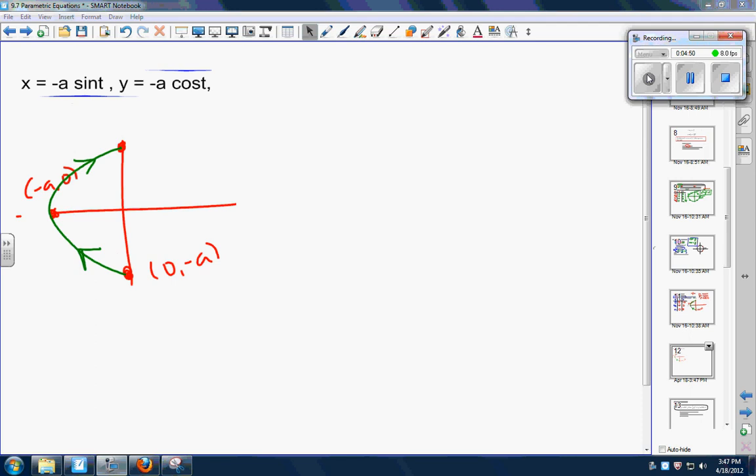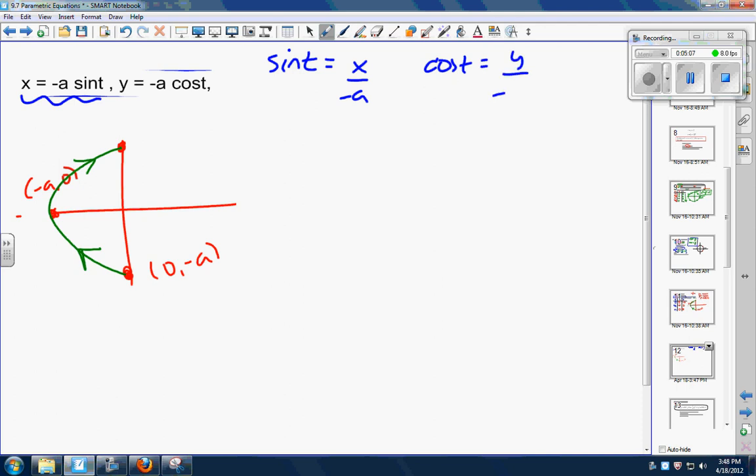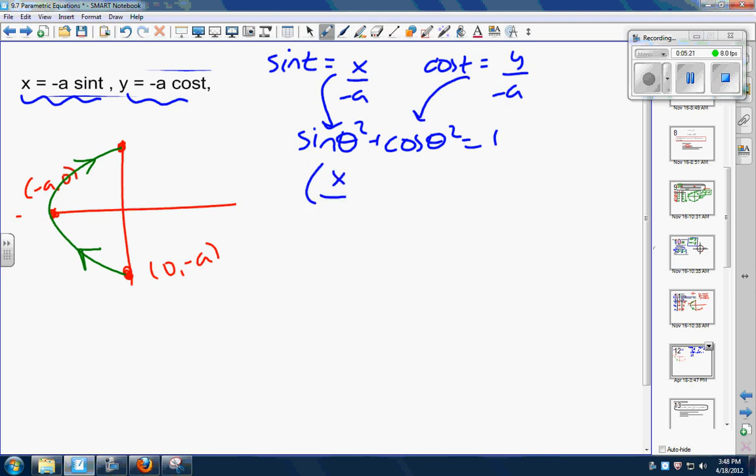So we've been able to get a picture. But what we haven't done is been able to get an equation. So if we do that same thing again, we can say sine of t is x over negative a, simply by solving this. We can say cosine of t is y over negative a, simply by solving this. We know the most basic trig identity is this. Do a substitution here, substitution here.